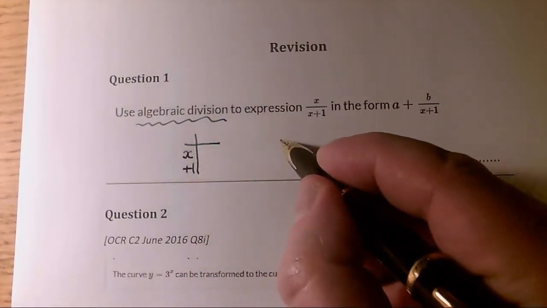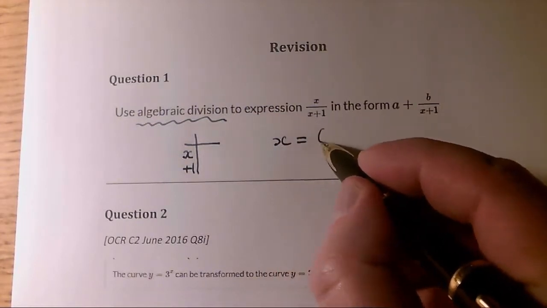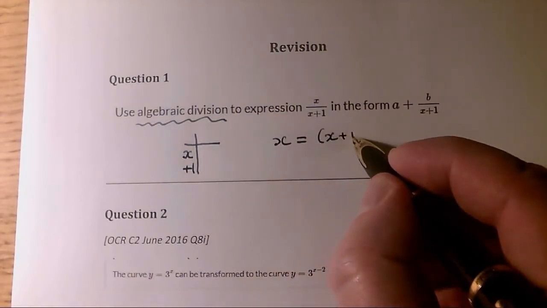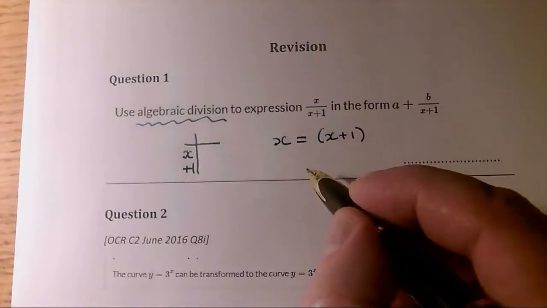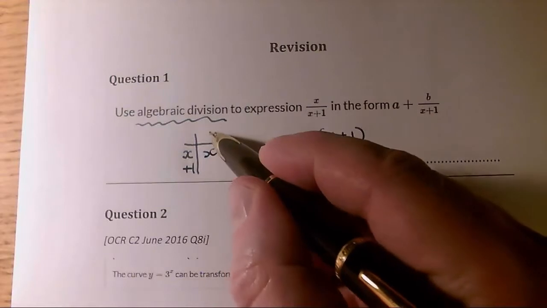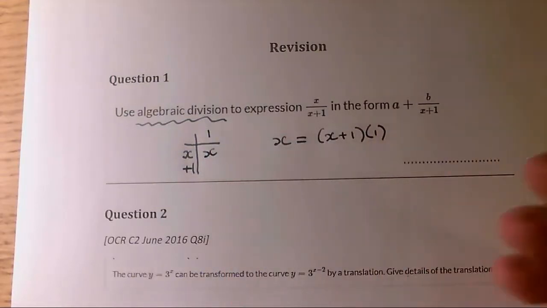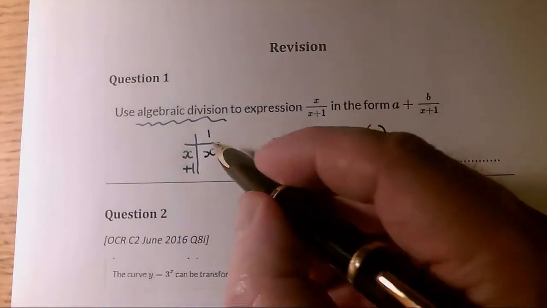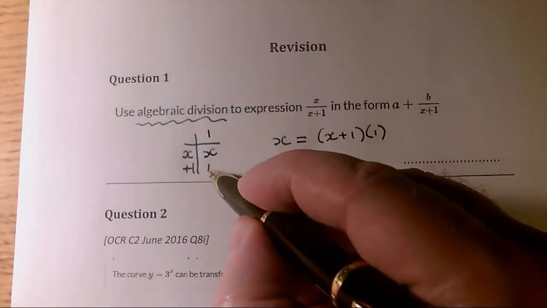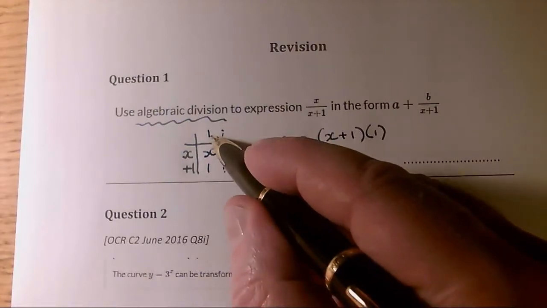So we're going to get x is going to be equal to something times x plus 1, and then we're going to have a remainder. So in order to make x, I need an x here, so I need to do times 1. So it's going to be x plus 1 times the bracket 1. And whether I want it or not, I'm going to get a 1 there. And that's the end of the grid, because I've got down to a constant.